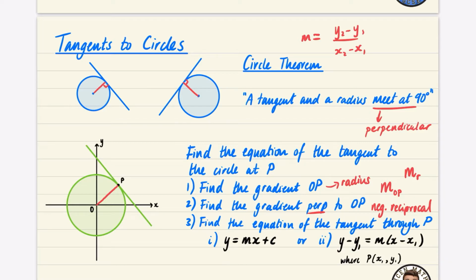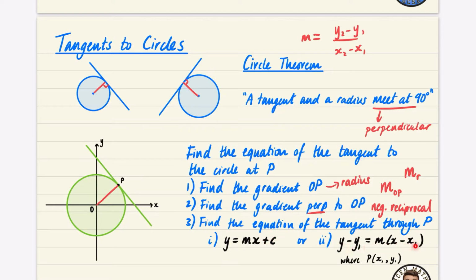And then the last step is just to find the equation of the tangent through P, because you know what its gradient is and you know a pair of coordinates, you know x and y for this particular point that you've got here. Now there's two options. You can either use y equals mx plus c, where you'll know what m is because you've just worked it out over here with the negative reciprocal, and you know what x and y are because you get told them with this point that you have for P, and then you just need to solve that equation to find out what c is equal to.